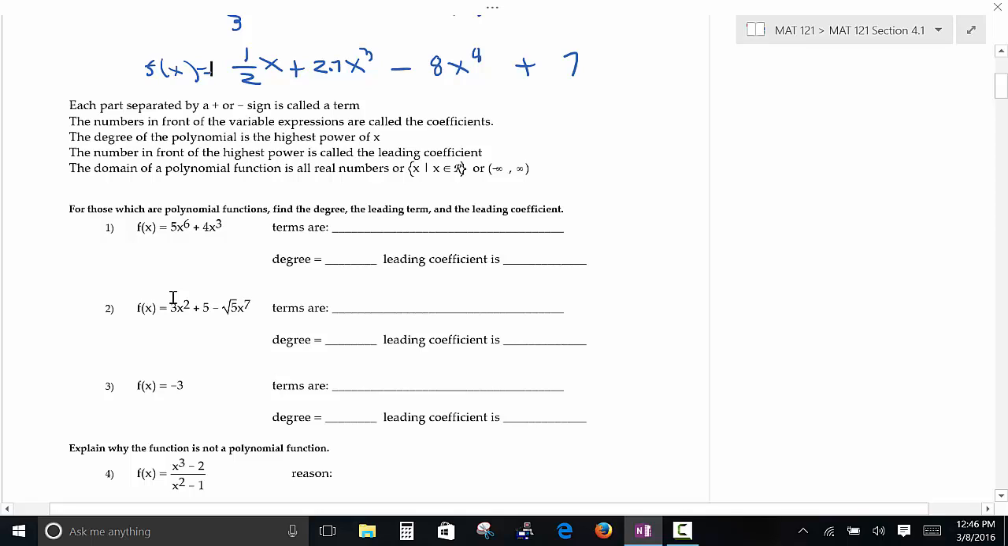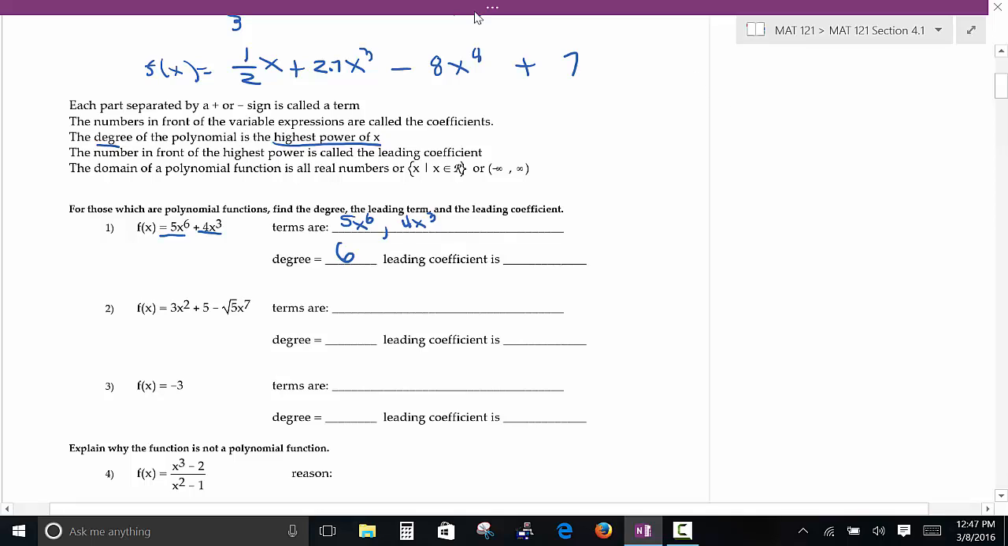So on these examples 1, 2, and 3, they are all polynomials. They're all examples of polynomials. Okay, so what you have in this particular problem is two terms. Okay, the terms are always what is being added and subtracted. So your terms you want to write down are 5x to the 6th and 4x to the third. Okay, like that. The degree of a polynomial is always the highest power of x that you see. So we say that's a 6th degree polynomial.